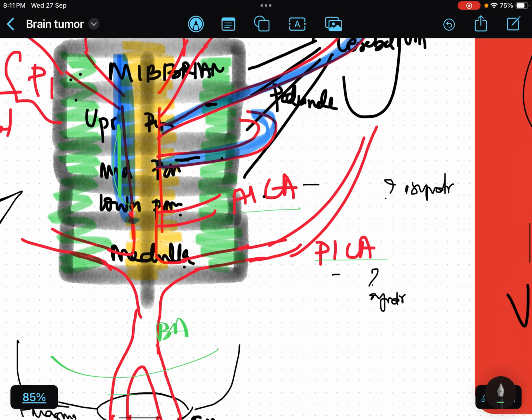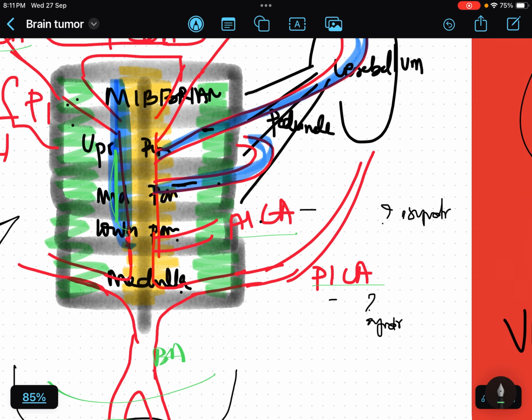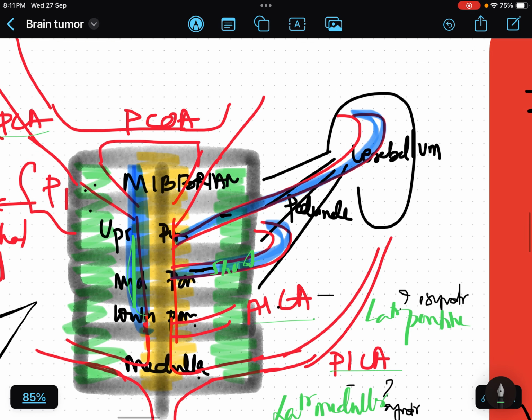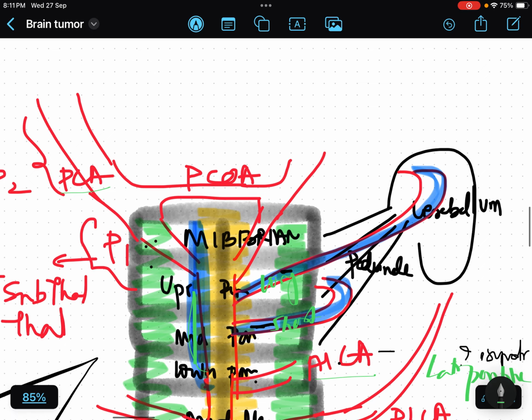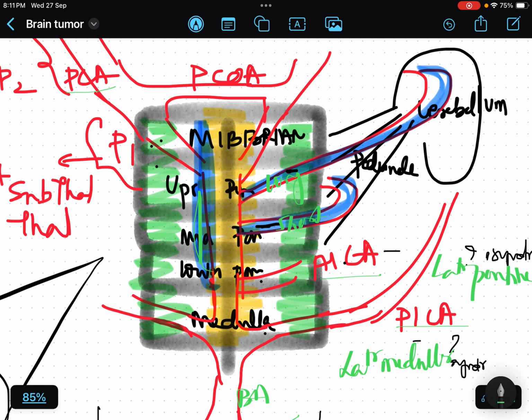Okay, the PICA, when going to the cerebellum, will also supply the medulla. So the syndrome is called lateral medullary syndrome. The AICA, when going towards the cerebellum, will also supply the lower pons. Therefore, lateral pontine syndrome. Short circumflex will supply the mid pons. Long circumflex will supply the upper pons. The midbrain is supplied by branches of either the basilar artery itself or the PCA. The medial part of all these brainstem structures will be supplied by the paramedian branches.